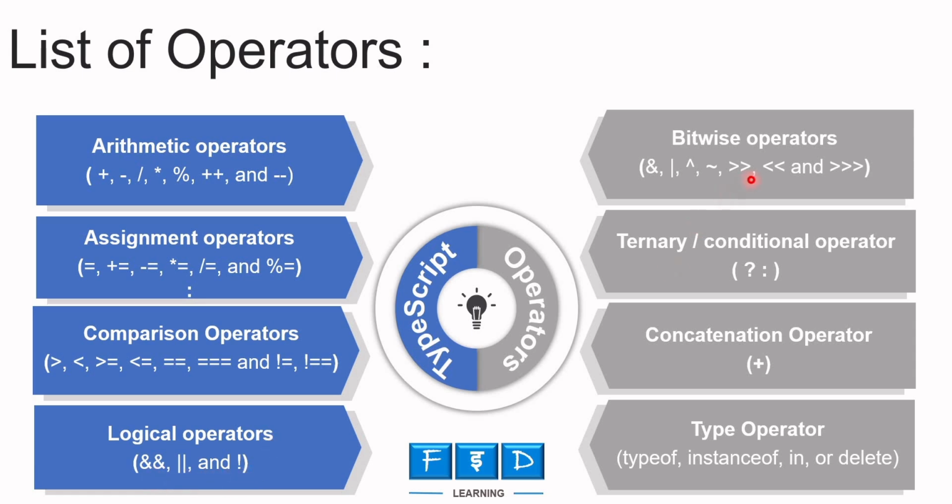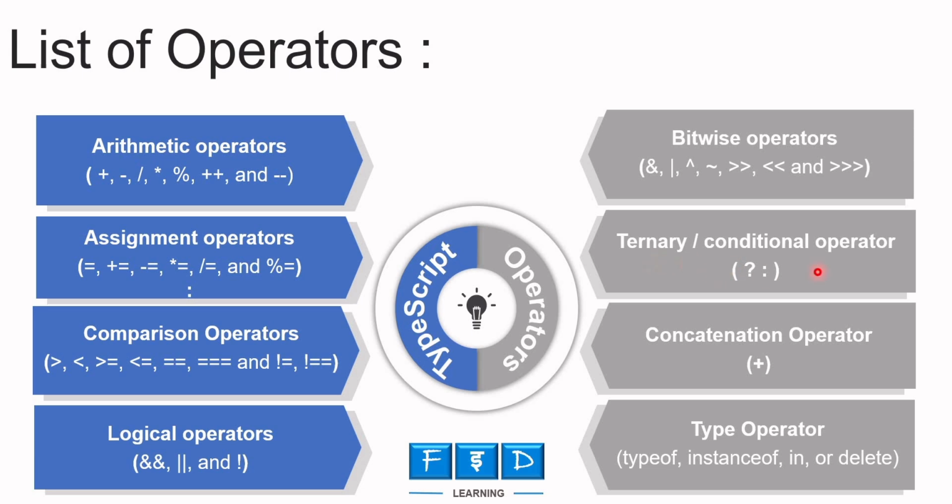Next operator is the bitwise operator. Operators which are used to perform bit manipulation and bitwise operations on operands. And in TypeScript, there are 7 bitwise operators such as bitwise and, bitwise or, bitwise XOR, bitwise not, bitwise right shift, bitwise left shift. And the last is bitwise right shift with 0.